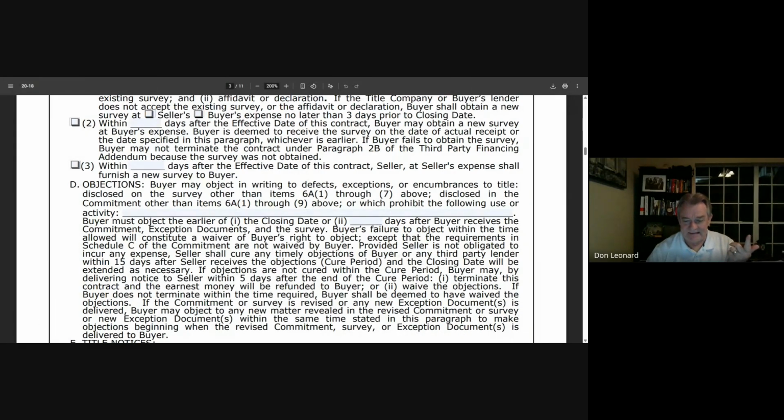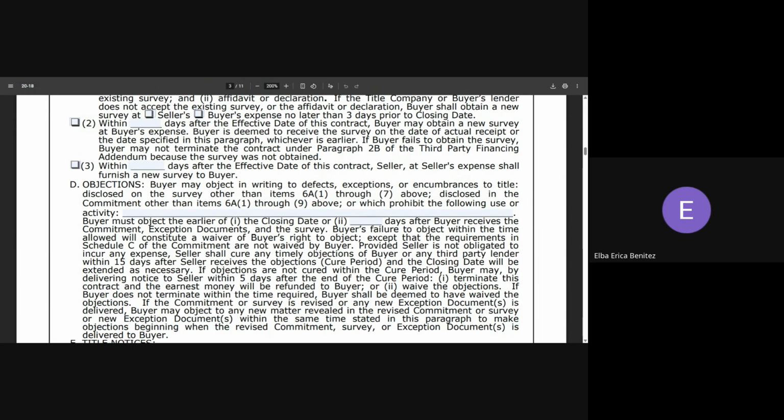So here's what they did. They put in that within a certain number of days after the effective date, buyer may obtain. So now it's not a requirement. If the buyer doesn't want a survey, they can check number 2, that the buyer may obtain the survey at their expense. If they choose not to, then they didn't do it. That's how they try to cover it. But it's crazy because in the other contracts, it's actually a number 4 that says no survey required. So then we would put 0 days.